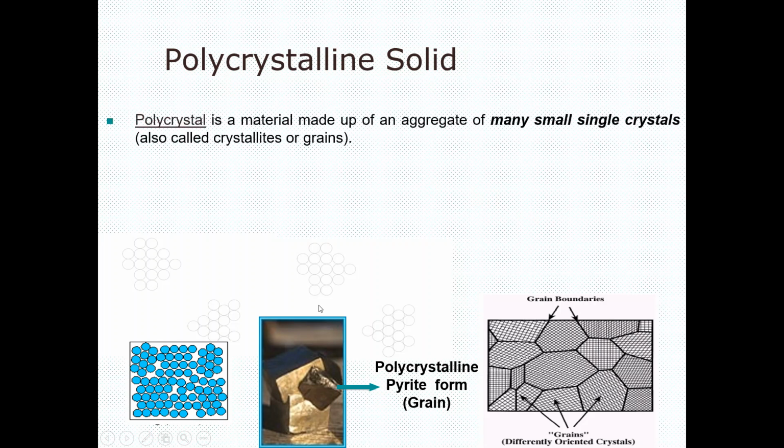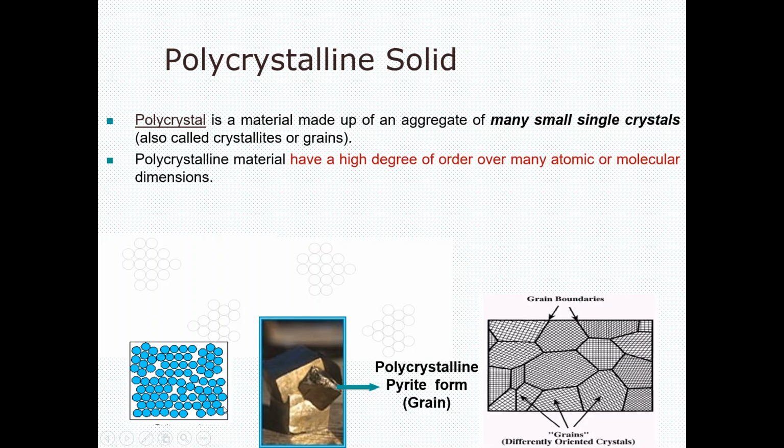So what is meant by polycrystal or polycrystalline? A polycrystal is a material made up of an aggregate of many small single crystals, also called crystallites or grains. Here you can see we have small regions: inside a big crystal we have small crystals, and within a small crystal the arrangement is of the same kind. So what are these small crystals? Are these small regions within a big crystal? Let me explain it again. Polycrystalline materials have a high degree of order over many atomic or molecular dimensions.